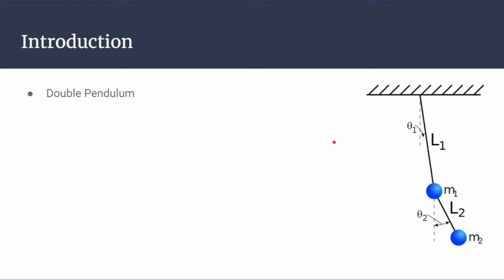And a double pendulum is a pendulum with another pendulum attached to its end, as shown in the figure. Several variants of the double pendulum may be considered, such as the length and the mass of the rods or the ball. In our project, we will only consider the mass of the ball and ignore the mass of the rods.